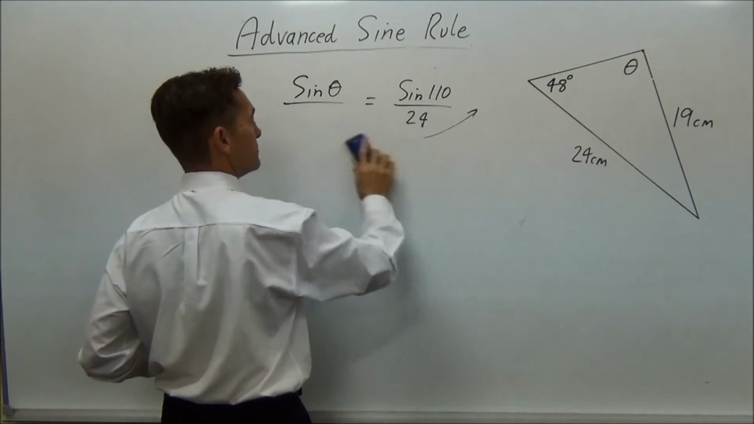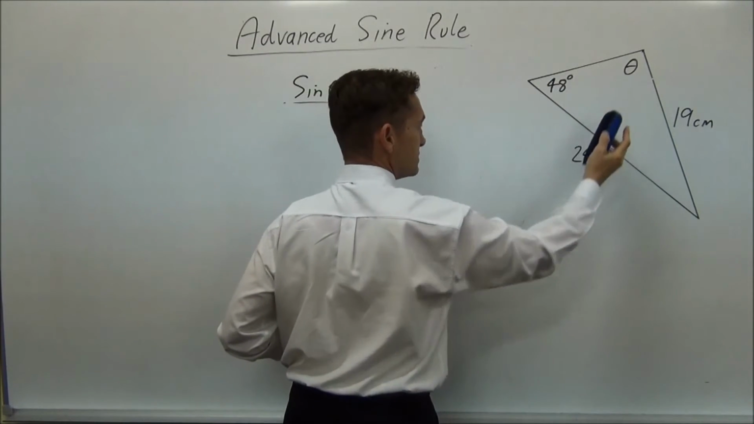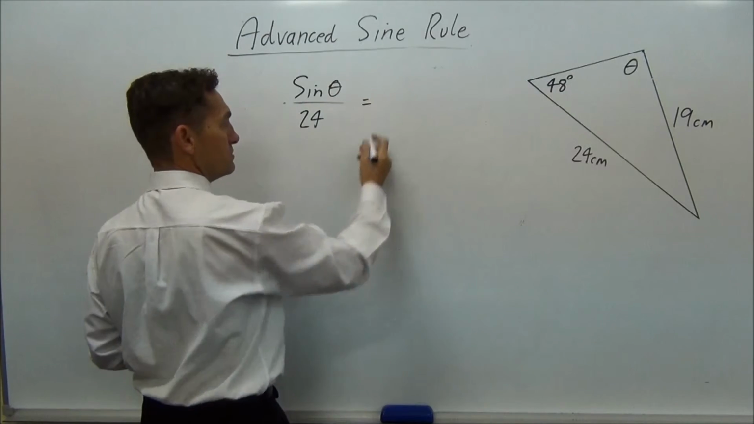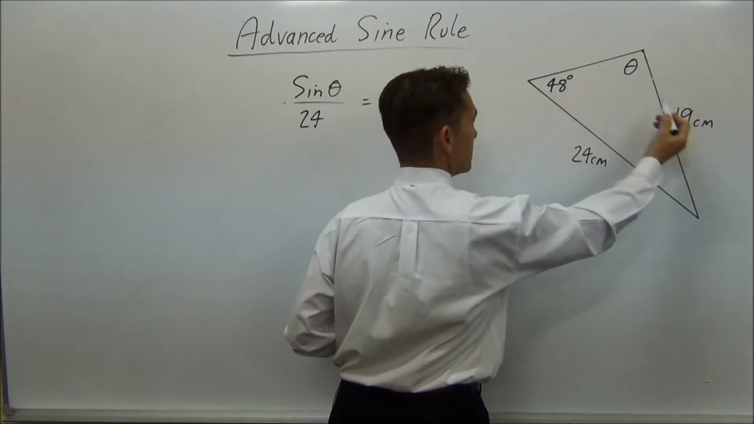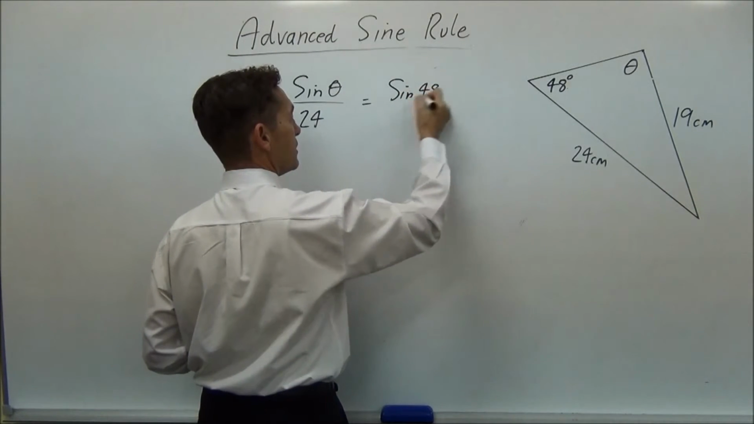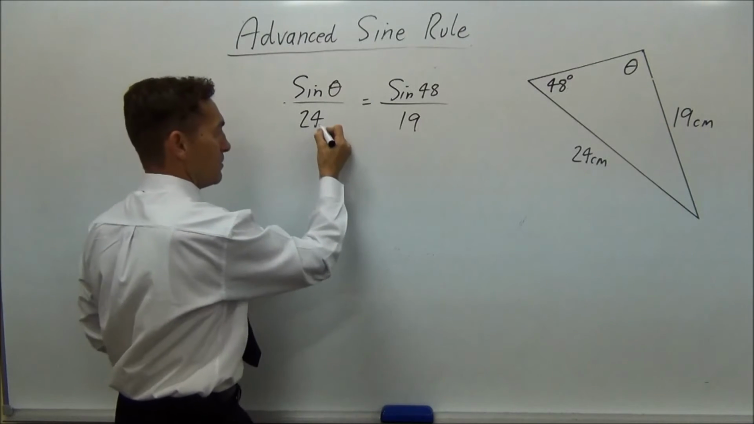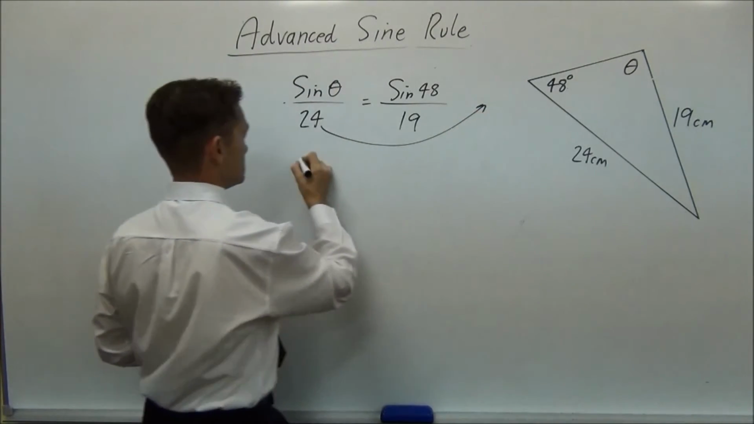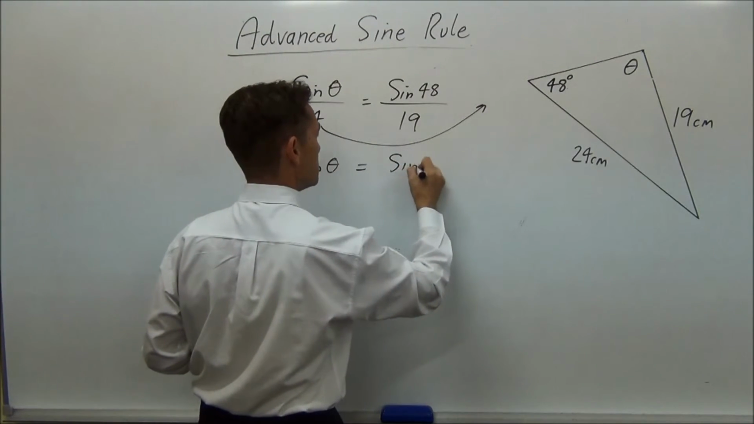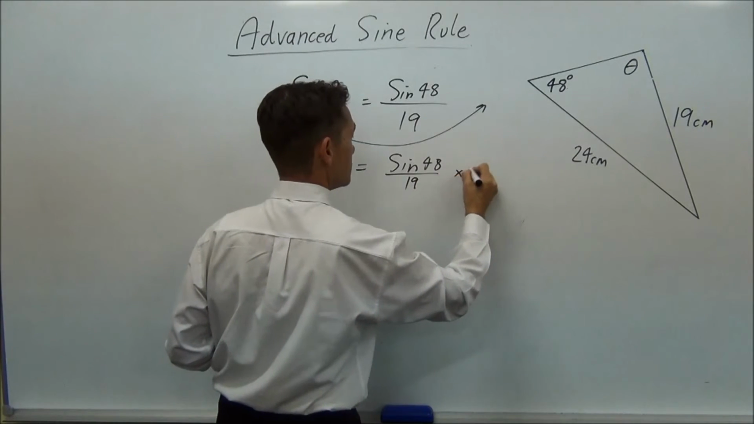So this time, our sine theta is there, and what's opposite it? 24. So I'll put a 24 down here, equals. Now we've got sine 48 over 19. I'm going to multiply this across here. So sine theta equals sine 48 over 19 multiplied by 24.